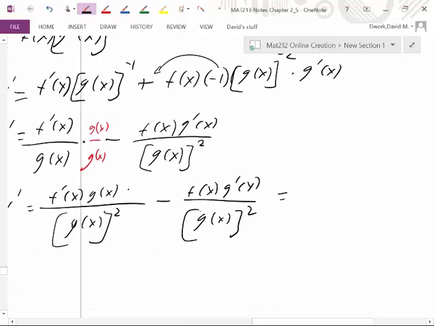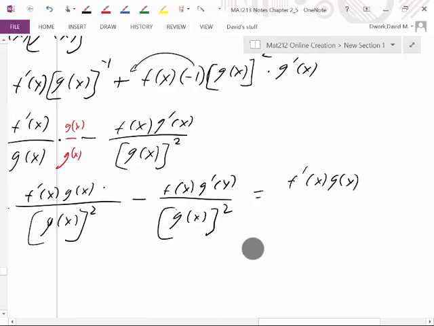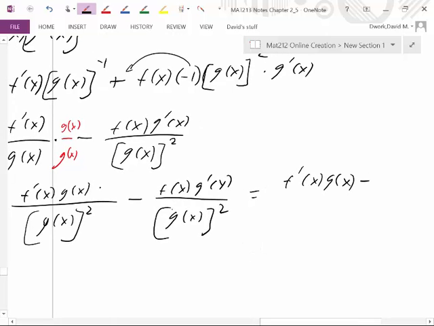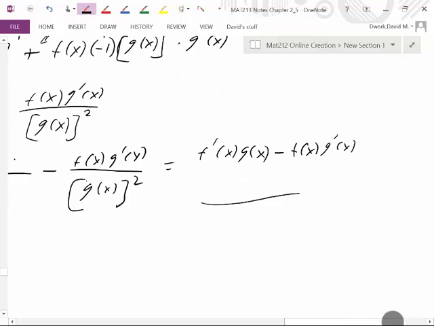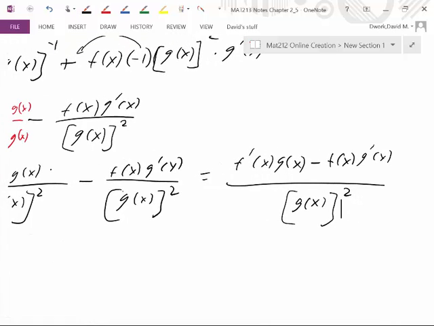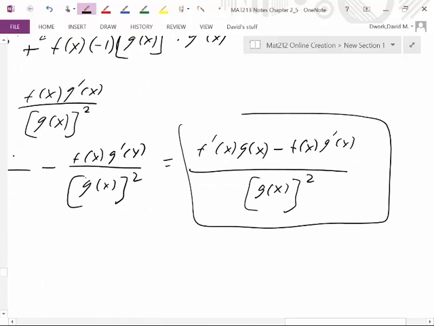So I'm going to go ahead and combine these now. So that gives me f prime of x times g of x minus f of x times g prime of x, all over g of x squared. All right, so there's our quotient rule. So what we can do to kind of make our life a little bit easier is memorize, memorize, memorize, so we don't have to come up with this every single time.